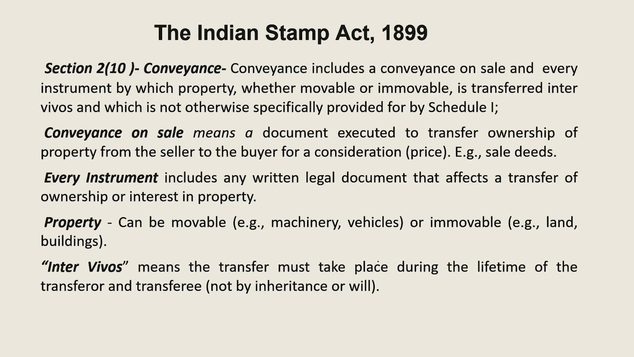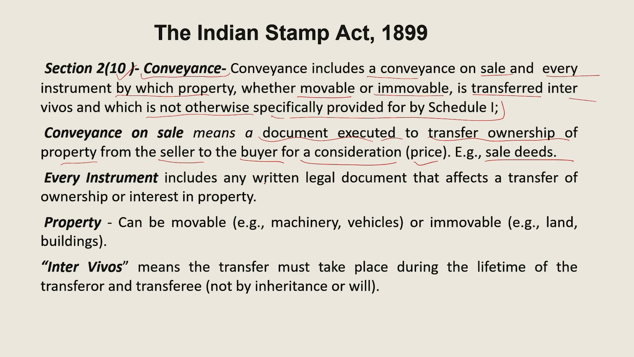Moving further, section 2 clause 10 explains what is conveyance and what it includes. They said it includes a conveyance on sale and every instrument by which property, whether movable or immovable, is transferred inter vivos and which is not otherwise specifically provided by the schedule. So conveyance on sale means a document executed to transfer ownership of property from seller to the buyer for a consideration, price. So it's a sale deed.